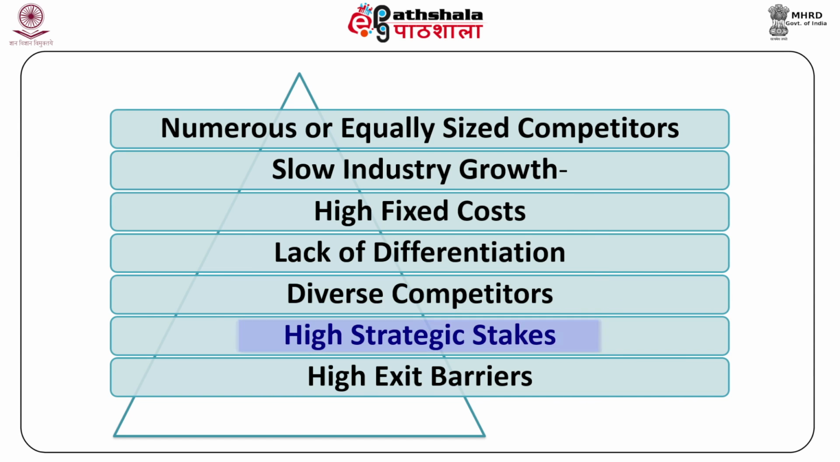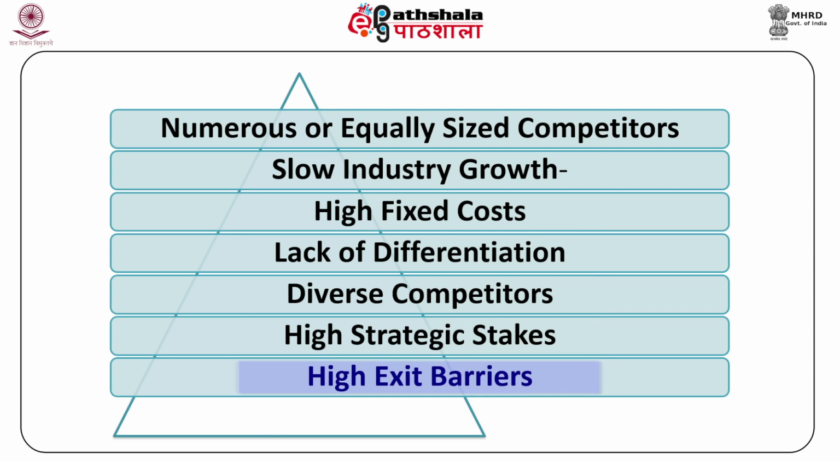The next factor is high strategic stakes. Firms are engaged in rivalry where high stakes are associated with success. For instance, a firm which is diversified will place more importance on a successful outcome because that will determine its overall corporate strategy. Here, the actions of the firm are quite destabilizing because the firms are willing to sacrifice their profits in order to get an edge over their competitors.